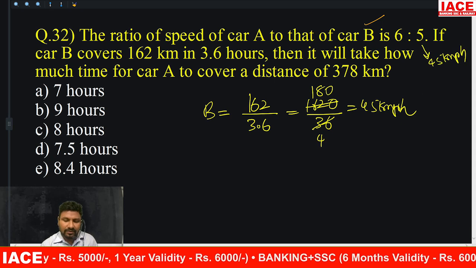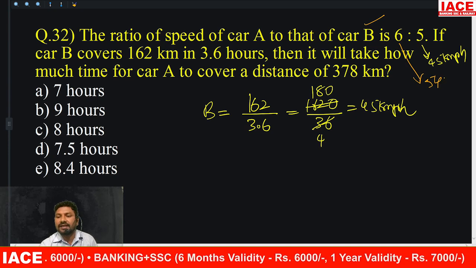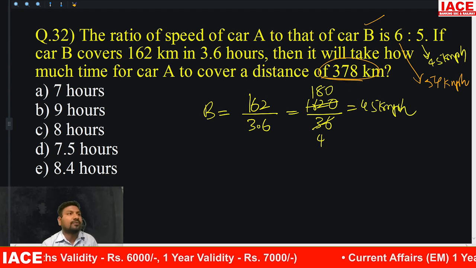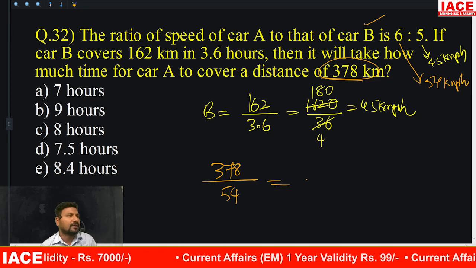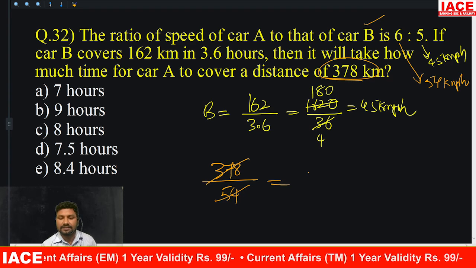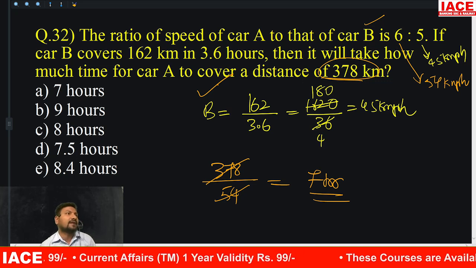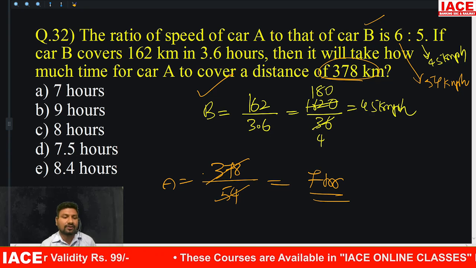Then 6 parts equal how many kilometer per hour? 5 to 45 is 9 times, 9 6s are 54 kilometer per hour. At 54 kilometer per hour, we need to cover 378 kilometers. How many hours will we take? 7 hours. First calculate the speed of car B, and then we can calculate car A's time to cover 378 kilometers, option E.